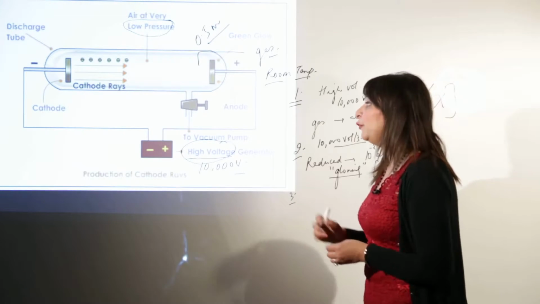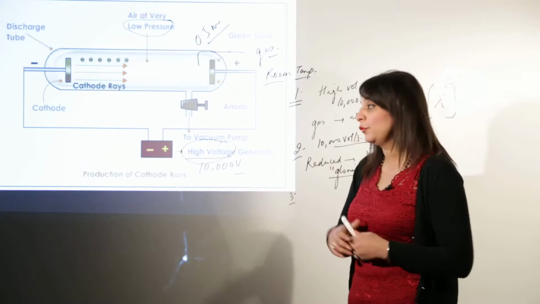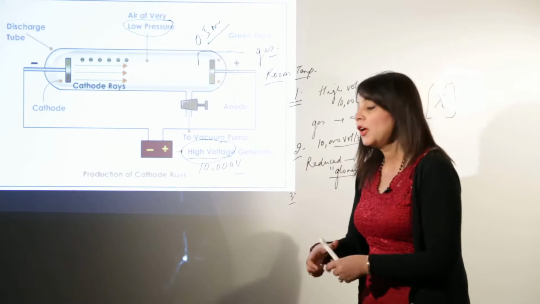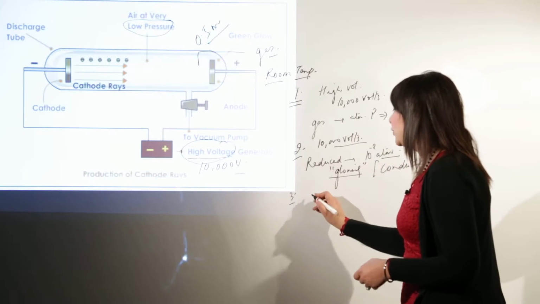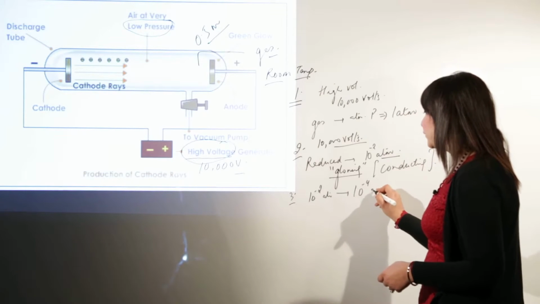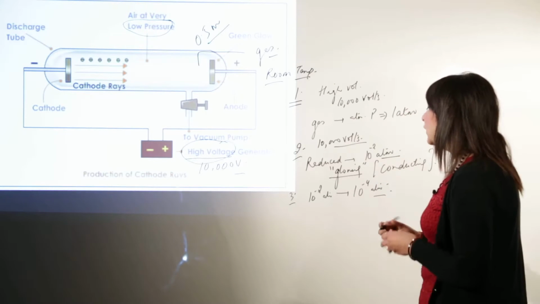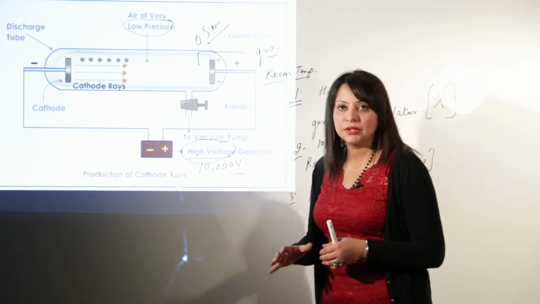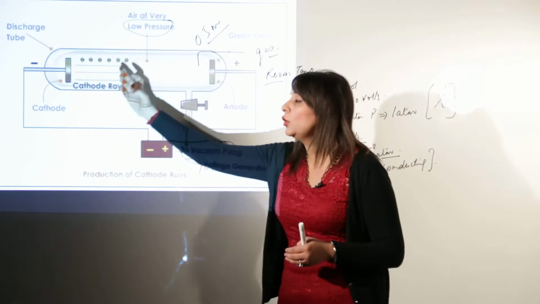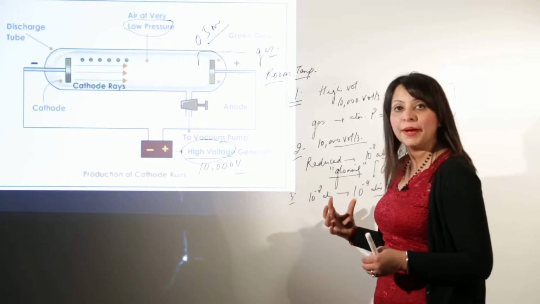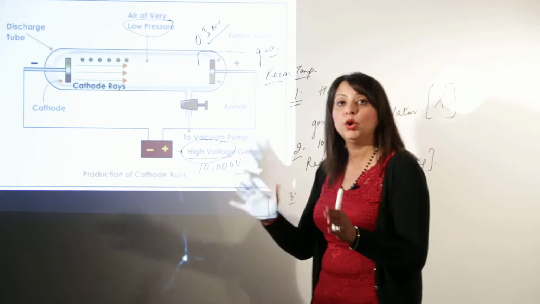Next, he further reduced the pressure because he wanted to see what actually happened if he reduced the pressure more. So he reduced the pressure from 10 raised to the power minus 2 atmosphere to 10 raised to the power minus 4 atmosphere. Then what did he see? The glow actually vanished. Earlier the whole tube was glowing with a greenish light, but when he reduced the pressure to 10 raised to the power minus 4 atmosphere, the glow vanished.